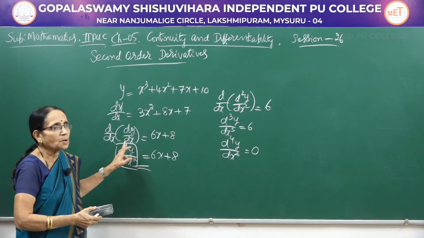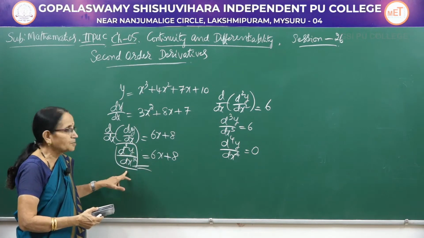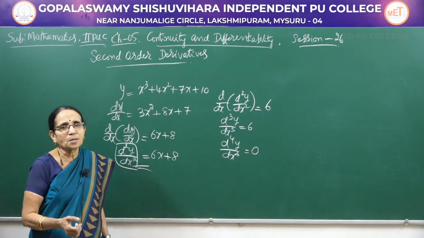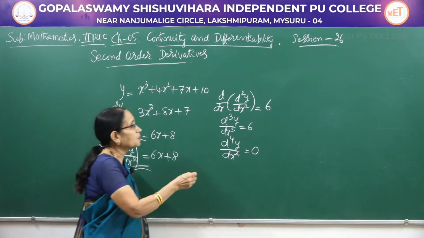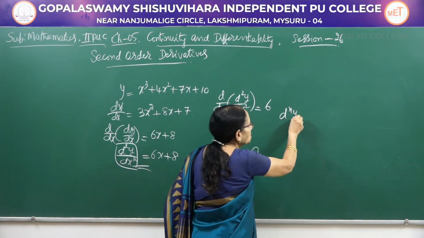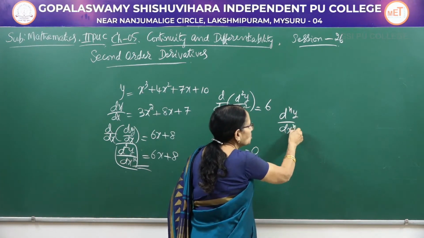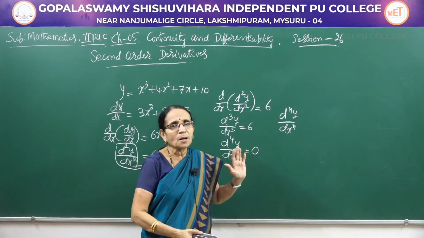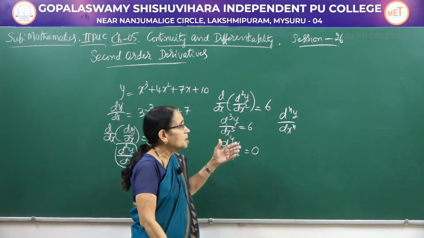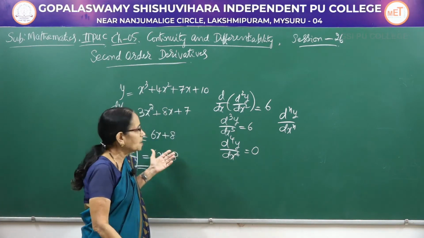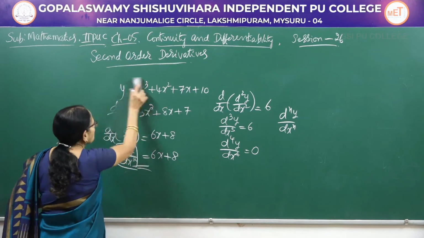That is d by dx of dy by dx, denoted as d square y by dx square. Suppose a function can be differentiated n times, then we call it the nth order derivative. It is d^n y over dx^n. It's only for information's sake I am telling you, because we study only up to the second derivative here. So whatever rules you have already learned, we use them and find the second derivative of the given function.